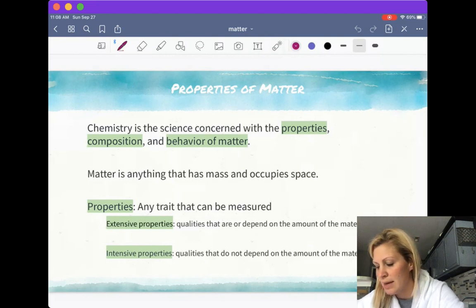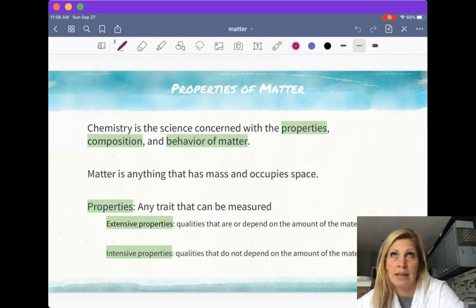There are two important types of properties that we start with when we're classifying matter. One is called extensive properties. So these are properties or quantities that are going to be dependent on how much of that material you have in the lab. So for instance, mass is going to depend on how much of that particular piece of material you are dealing with. So that would be considered extensive.